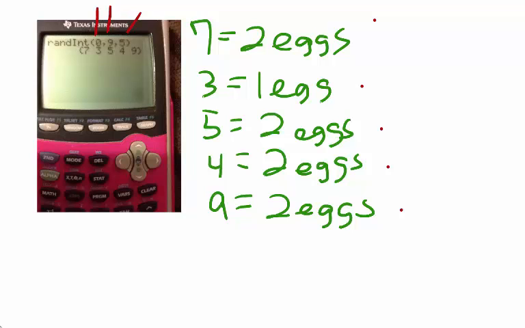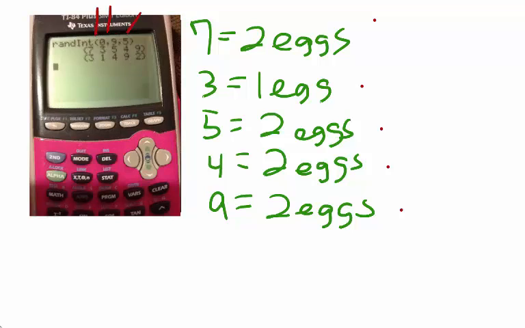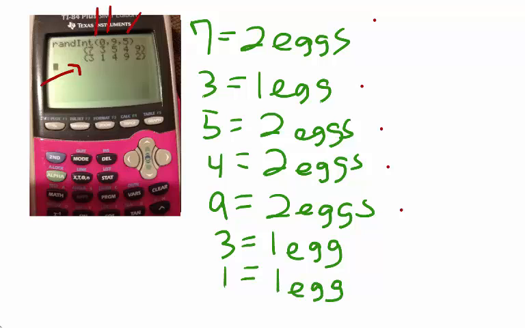So we'll run our simulation again by pressing enter. And we continue with our simulation. So now, beginning with our second row, we have a 3 that corresponds to 1 egg. We have a 1 which also corresponds to 1. And then we have a 4 which corresponds to 2. And so that gets us up to 13 eggs. So now we're just over our requirement of 12.